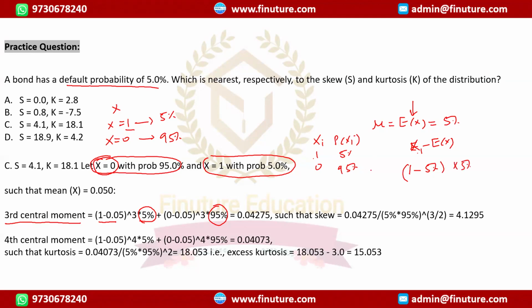So because it is the third central moment, I would cube it. Now my second xi is 0. 0 minus, again, my expected value, sorry, it would be 5%. 0 minus 5%. So my E of x will remain 5%, which we calculated.